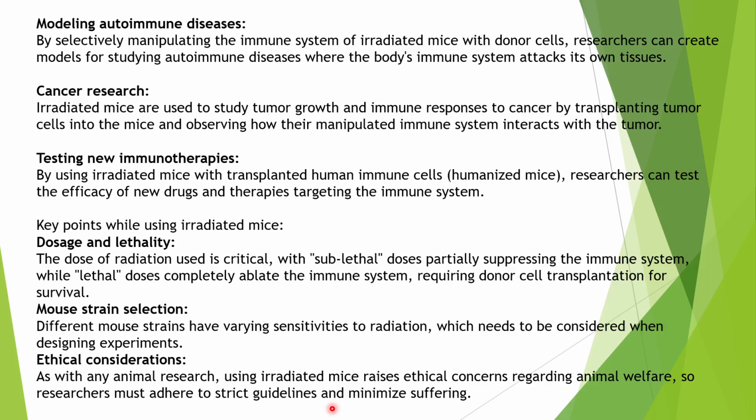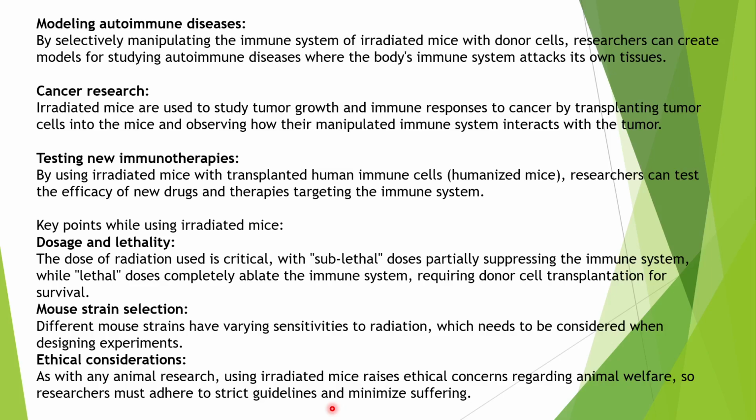So the major things that you have to remember while performing such irradiated mice experiments are dosage and lethality. The dose of radiation used to wipe out the immune system of your mice is very important. This has to be given with sublethal doses, partially suppressing the immune system, while lethal doses completely ablate the immune system, requiring donor cell transplantation for survival.